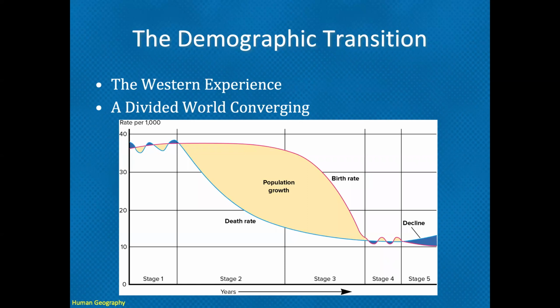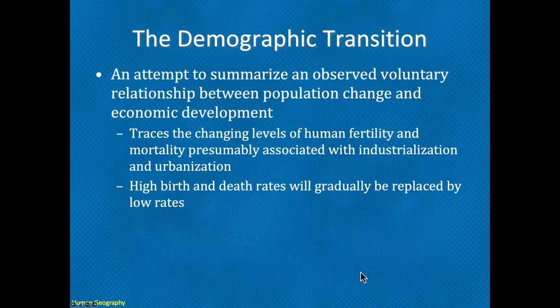Now, this brings us to the demographic transition. It's a Western experience, meaning this was initially developed in order to show how places like England and France and Germany went through their population shift. Okay? And it's split into 5 stages. So let's begin with what it is. It's an attempt to summarize the relationship between population change and economic development.